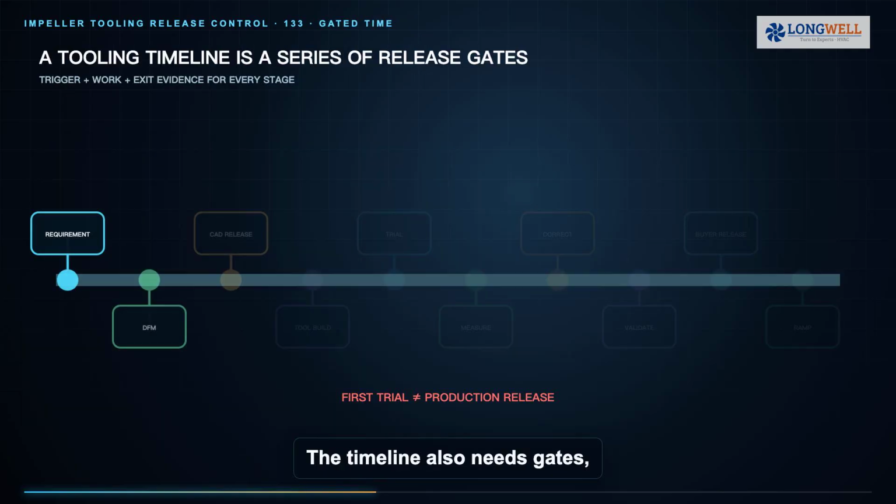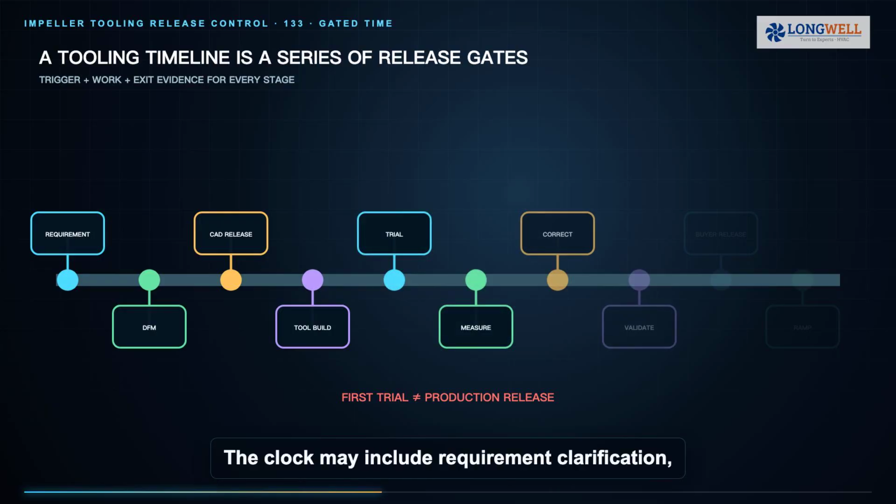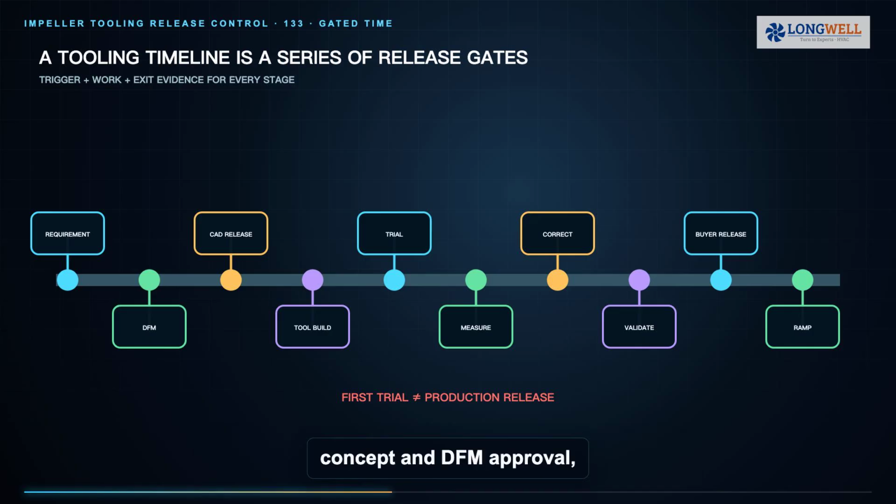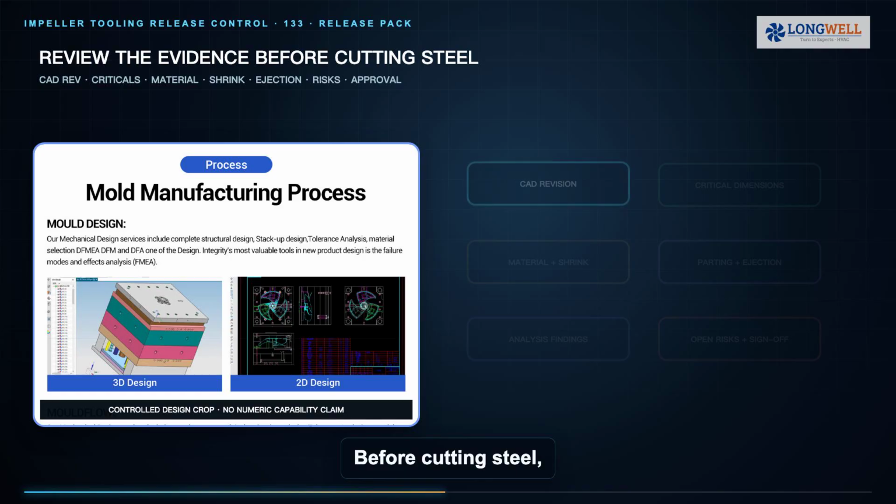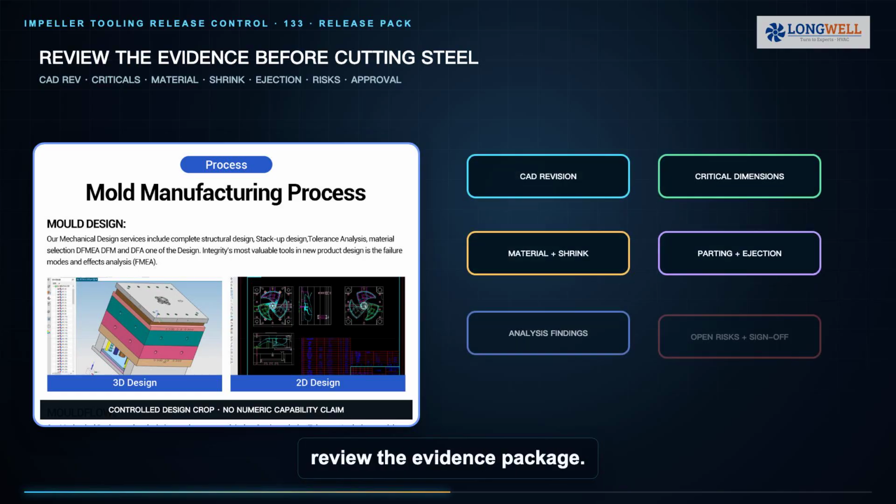The timeline also needs gates, not one bar. The clock may include requirement clarification, concept and DFM approval, final CAD release, material procurement, machining, assembly, tool trial, first article measurement, correction loops, balance and performance validation, buyer approval, and production ramp. Name the trigger and exit evidence for every stage. Tool build should not start while critical inputs remain open, and mass production timing should not start from the first trial shot. Before cutting steel, review the evidence package.